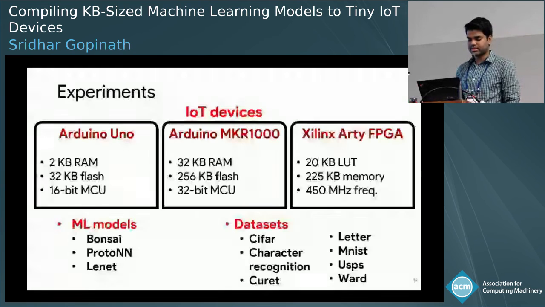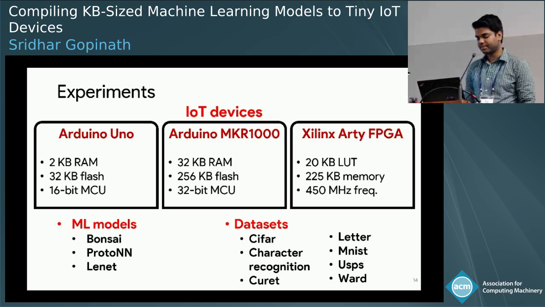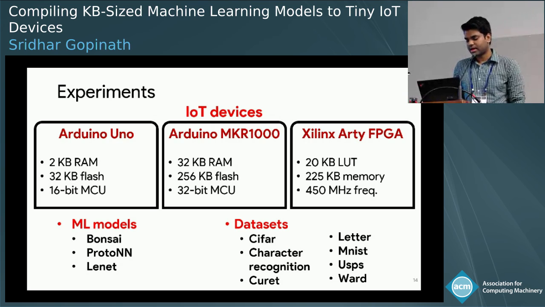As part of experiments, we have done experiments on 3 devices, 2 Arduino microcontrollers and 1 Xilinx FPGA. We have tested on 3 ML models, Bonsai, Proton, and a LeNet convolutional neural network. We trained our models on a variety of datasets like CIFAR, Letter, MNIST, USPS, and so on. For brevity, I will only present average results across all models and all datasets. For more details about each individual dataset, please refer to the paper.